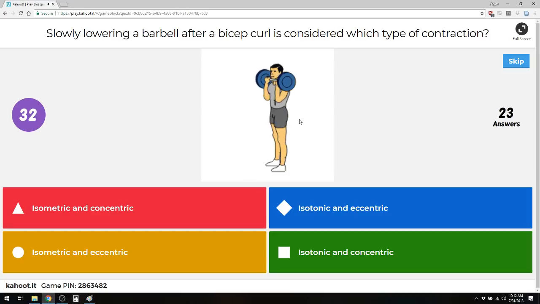Is it isometric and concentric? Is it isotonic and eccentric? Is it isometric and eccentric? Or is it isotonic and concentric?